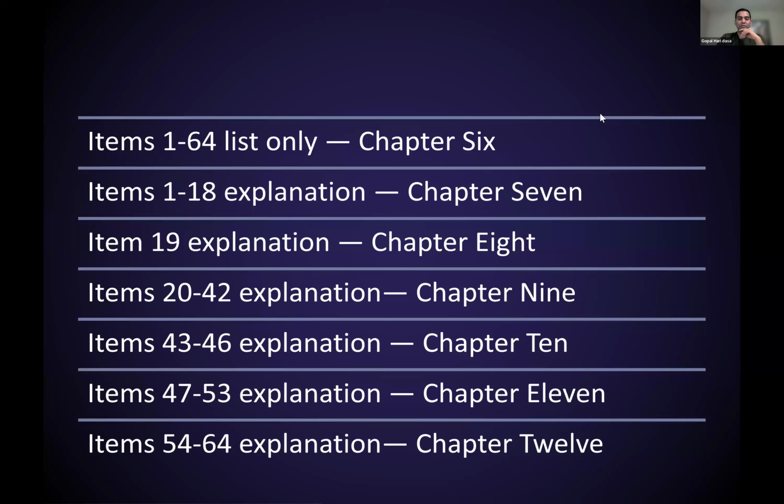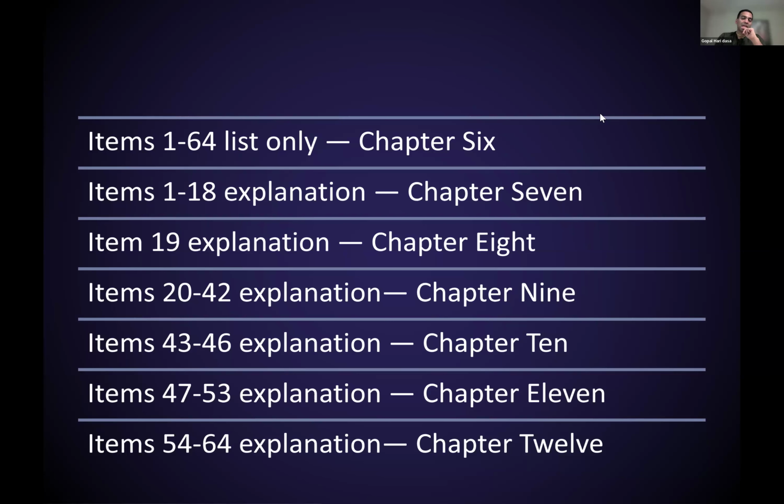64 limbs of devotional service and practice. Items 1 through 64 are list only, chapter 6. Items 1 through 18, chapter 7 is the explanation of items 1 through 18. Chapter 8 is just item 19 explained. So an important one there as well. Chapter 9 is 20 to 42 explained. Chapter 10 is 43 to 46 explained. Chapter 11 is 47 to 53 explained. And chapter 12 is 54 to 64 explained.